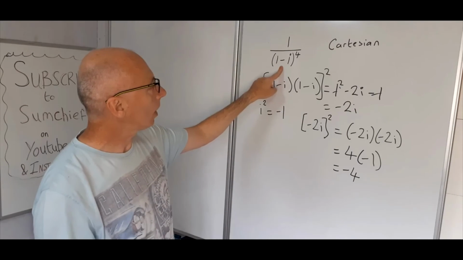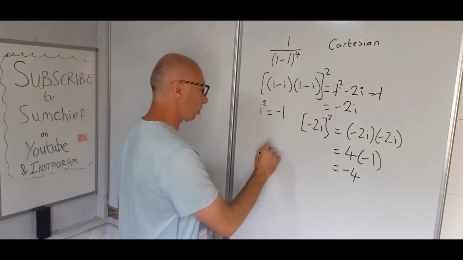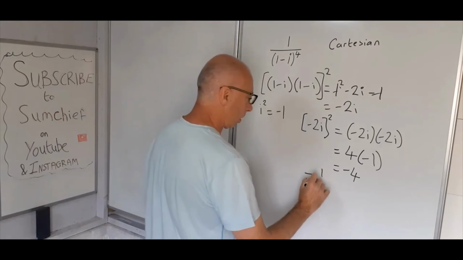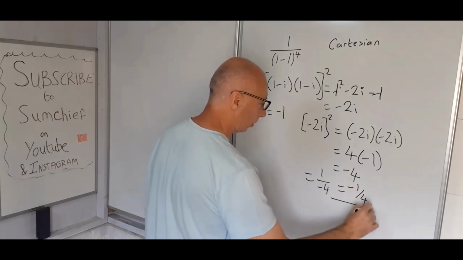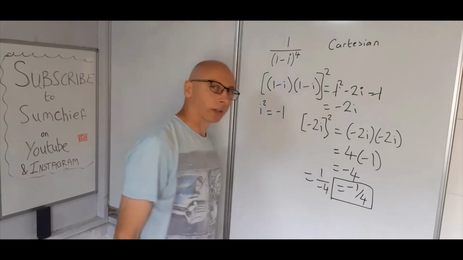But we need to find the reciprocal of this. So basically it's just 1 over minus 4, which is minus 1 over 4. Okay, that's our answer.